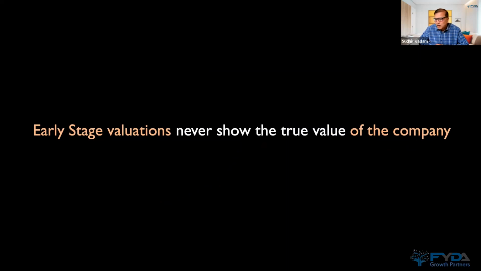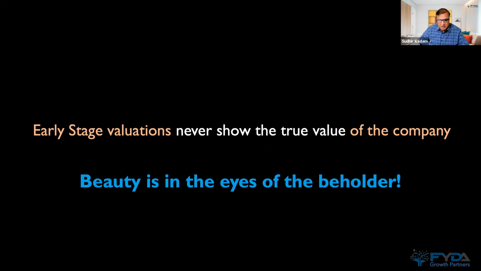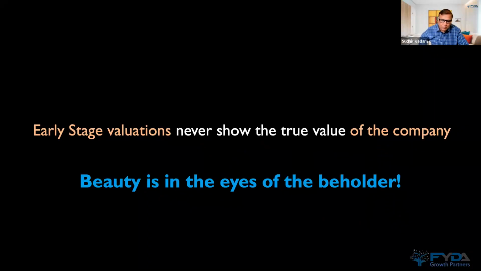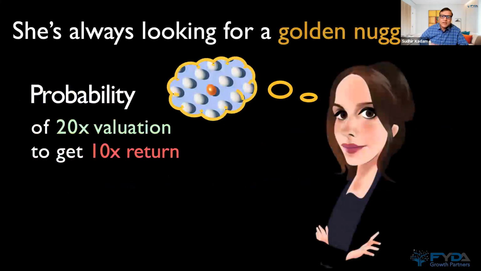You can struggle, you can beat your head on the floor, but they will always keep arguing. So the reason you go to investors who care for you, who will see the value in what you're offering, is that beauty is in the eye of the beholder. If you have watched the video which I had asked you to watch, you will see that the investor is always looking for a golden nugget. She is looking at the probability of 20 times valuation for her to get a 10x return. This math is explained in that video: you need 20x valuation for the investor to get 10x return, simply because of the dilution.